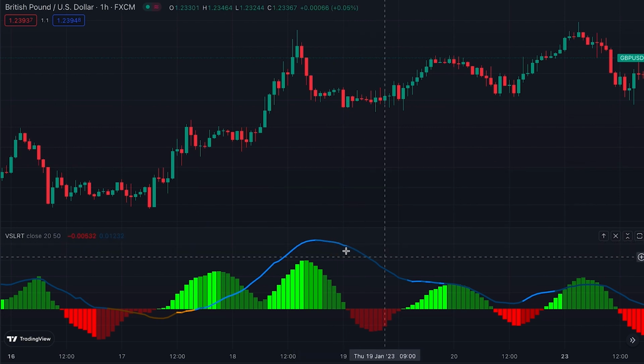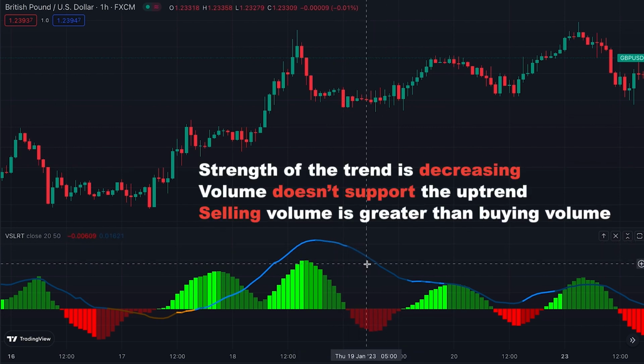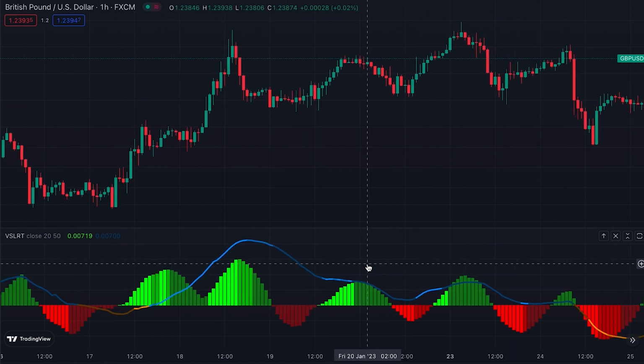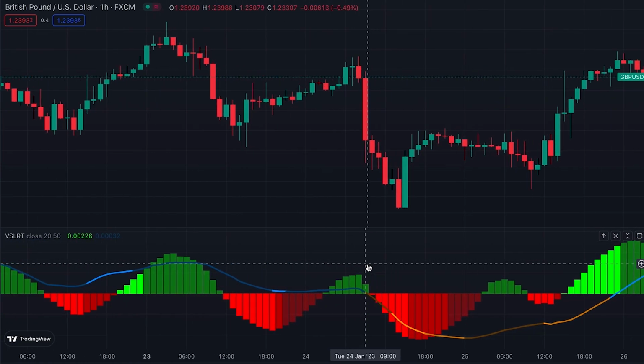And when it becomes dark blue, it tells us that the strength of the trend is decreasing. Volume does not support the uptrend and selling volume is greater than buying volume. And similarly, when it goes below zero, we have three colors.